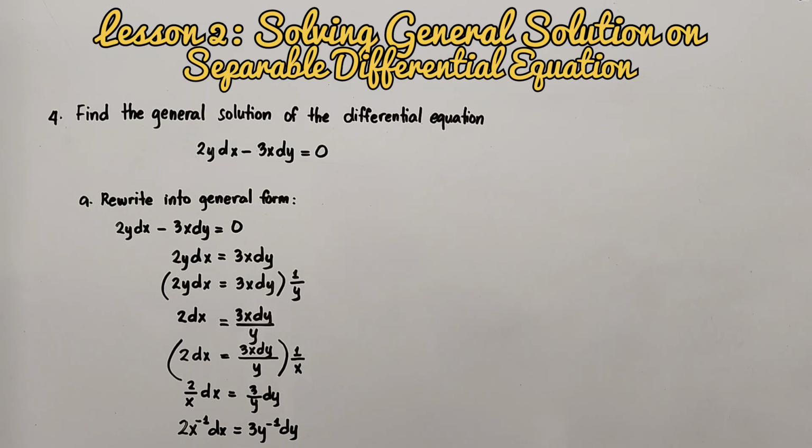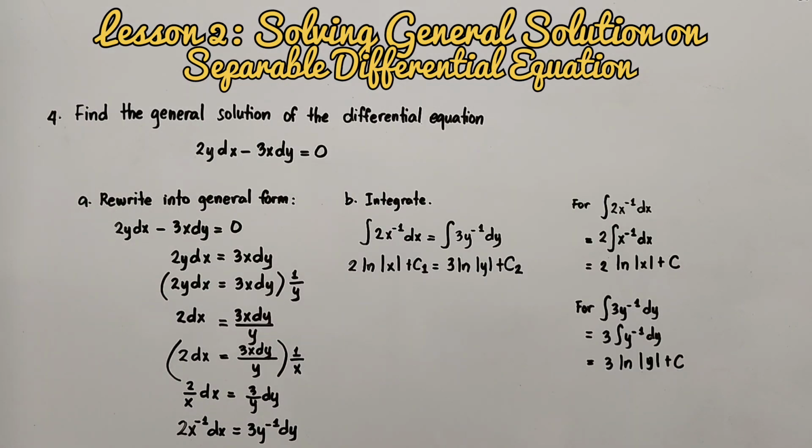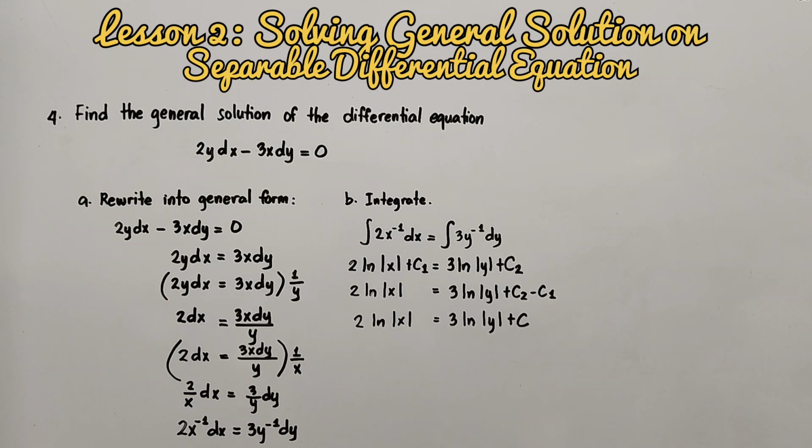And 2 over x is the same as 2x power negative 1, and 3 over y is the same as 3 times y power negative 1. So we will now integrate both sides. For the left side, that is 2 ln absolute value of x plus c sub 1. And for the right side, 3 ln absolute value of y plus c sub 2. Additive inverse of c sub 1 is negative c sub 1. And we let c equal c sub 2 minus c sub 1. So the equation is 2 ln absolute value of x equals 3 ln absolute value of y plus c.